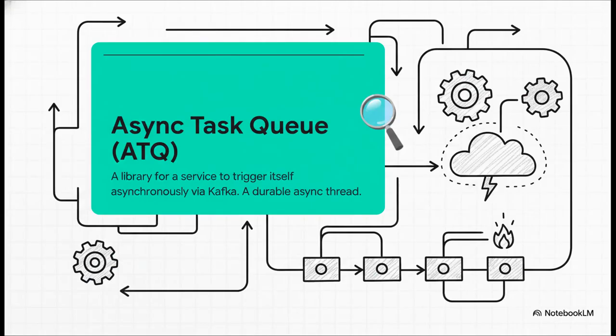So what is ATQ really? At its heart, it's just a way for a service to give itself a task to do later. It uses Kafka under the hood to make sure that task doesn't get lost. You can kind of think of it like an async thread that's super durable. It won't die even if your server completely crashes and has to reboot. It's all about reliable fire-and-forget work.